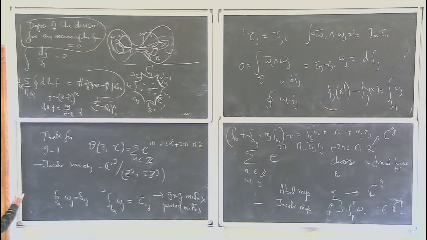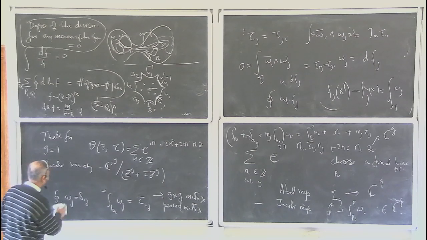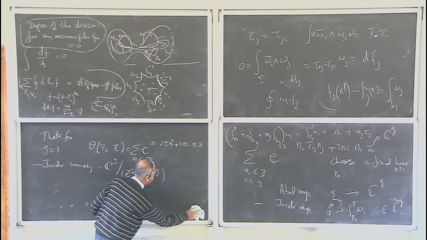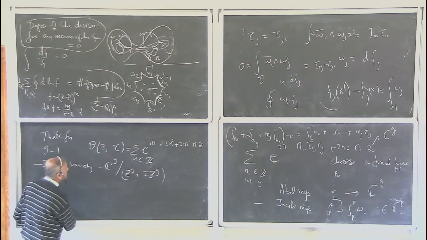Inside the Jacobi variety, a point on the Riemann surface is mapped to a unique point. For g equal to 1, the Jacobi variety is the torus itself. Yes, correct. That's why g equal to 1 was so simple.